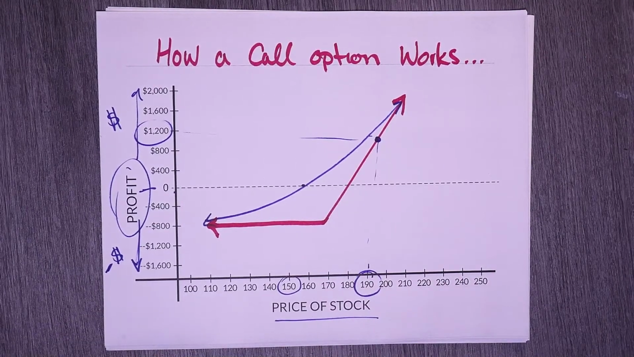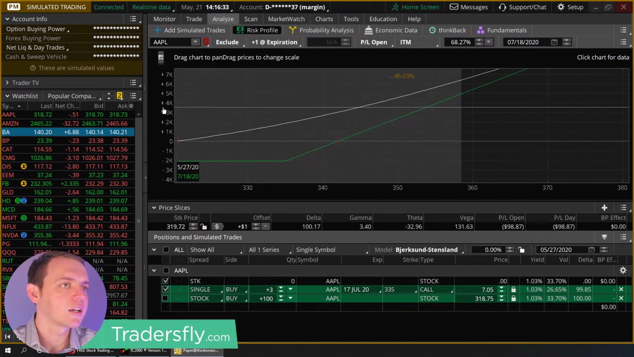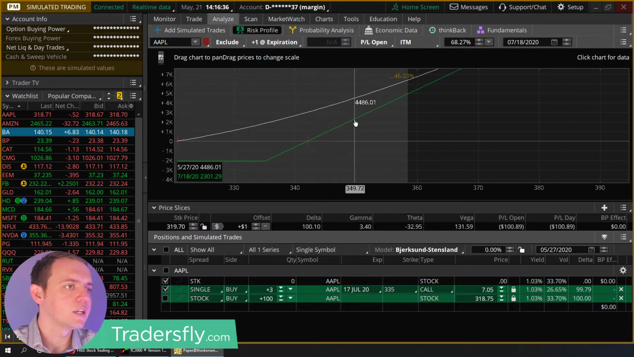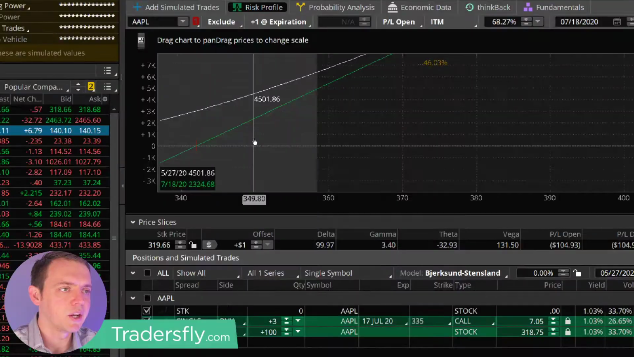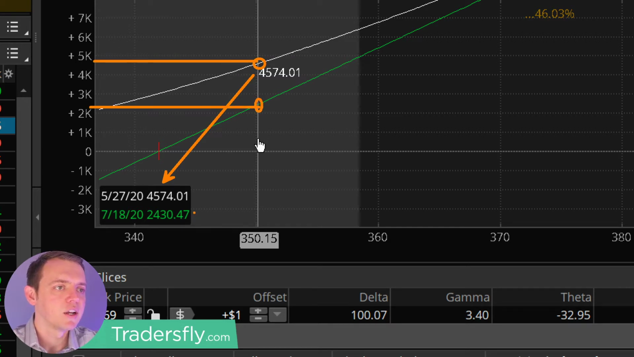And if we look at this on our trade panel here, and we go in and look at this right here, you can see if the stock goes to 350, okay, so let me move this over and zoom in on it. If it goes to about 350, well, here's my today line. This is the white line. You can see I would make about $4,574. But if that was at expiration, it would be a lot less. So you can see my profit here would only be about $2,430, so about half less. So time value is very important in these things.